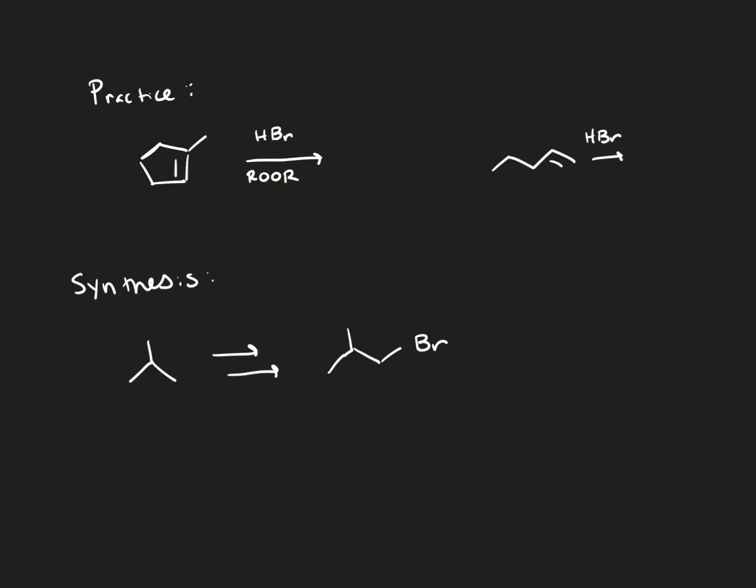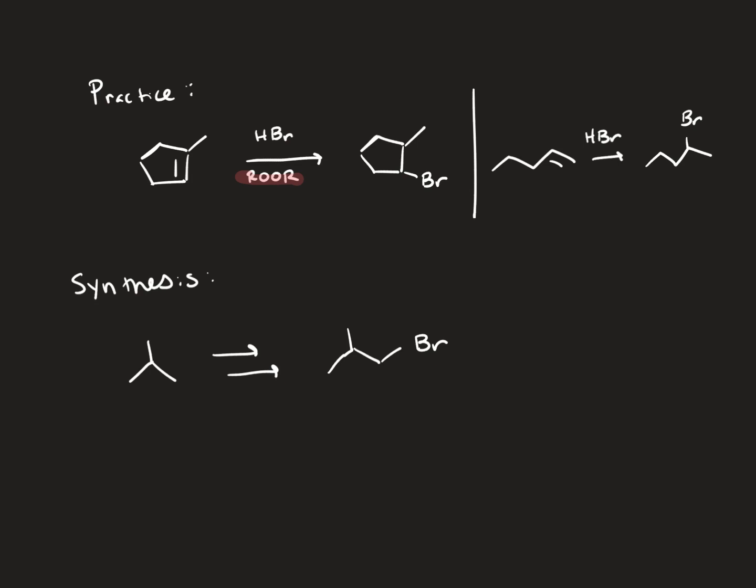So in the first example, we do see peroxides. That means we're looking for the anti-Markovnikov product, which means that we want the bromine to be on the less substituted carbon. In the second example, we don't see peroxides. That means this is going to be an ionic carbocation reaction, and we expect it to give the Markovnikov product, the bromine to be on the more substituted carbon.